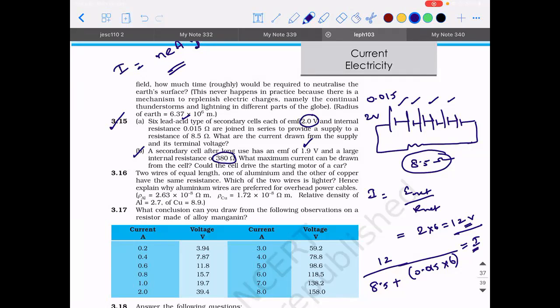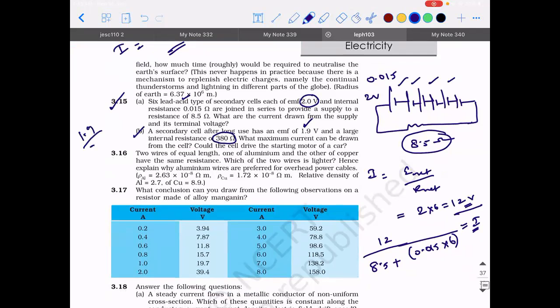So how much is the current, guys? One point nine by 380, sir. Sorry? 1.9 by 380. Very good. It is 1.9 divided by 380 or 19 divided by 3800. It will be 1 divided by 200. So that is 0.5 into 10 power minus 2 ampere. That is the maximum current it can draw.